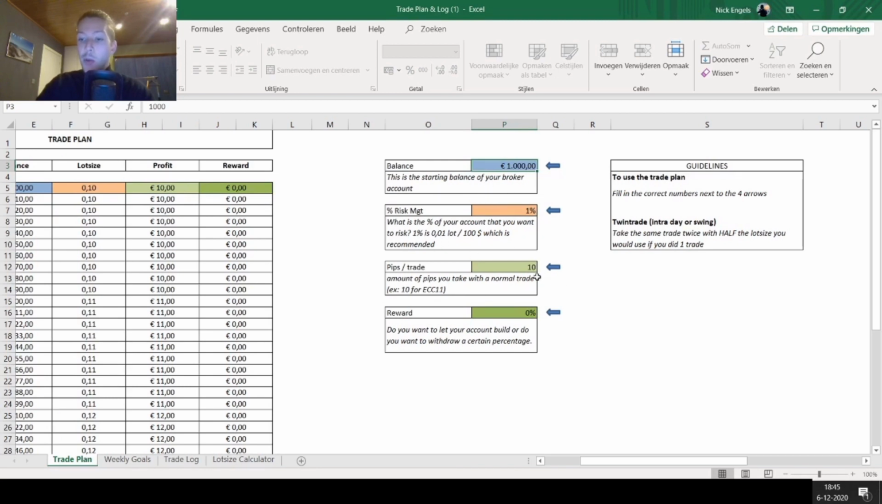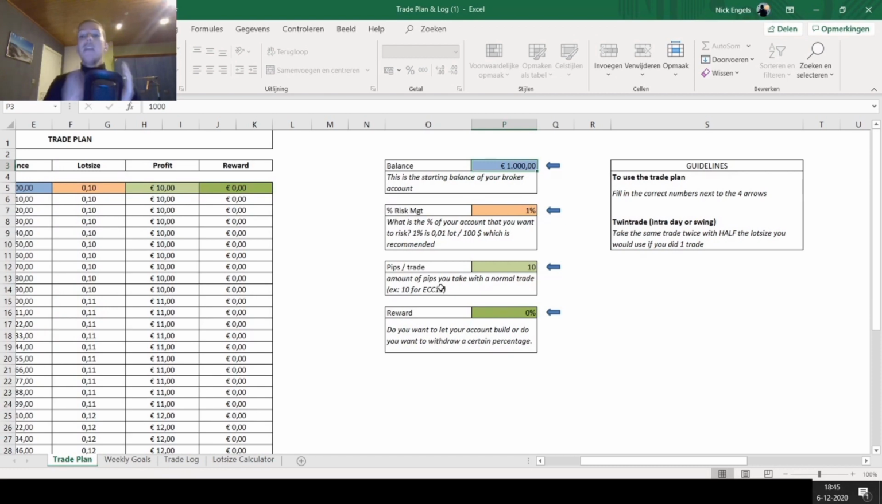The pips per trade is actually the average amount of pips you're going to take with a trade. What I advise to every single one of you is to trade with a trade strategy. A trade strategy is a certain approach when it comes to trading that has already proven to be successful.